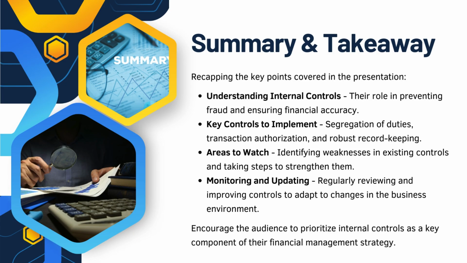Summary and takeaway. Ensuring financial accuracy. Key controls to implement: segregation of duties, transaction authorization, and robust record keeping. Areas to watch: identifying weaknesses in existing controls and taking steps to strengthen them. Monitoring and updating, regularly reviewing and improving controls to adapt to changes in the business environment. Encourage the audience to prioritize internal controls as a key component of their financial management strategy.